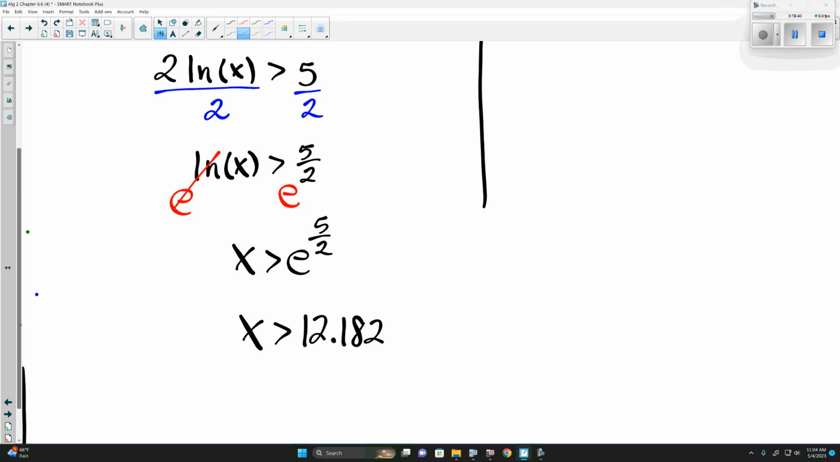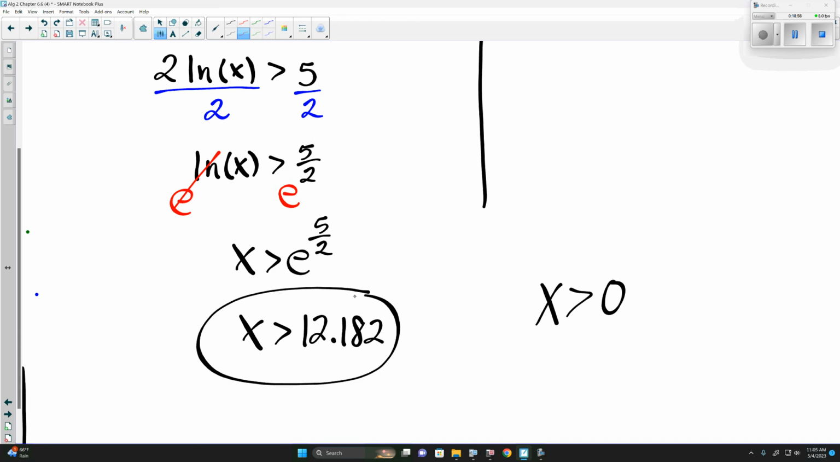Any questions on how we got to this point here? So x is greater than this, yes? Our restriction was that x has to be greater than, is 0 greater than 12.182? No. So for this here, that's the answer, because we don't have 0 included as part of the answer. It's not a true in that statement. We don't have to include it, because every solution will work for this here.